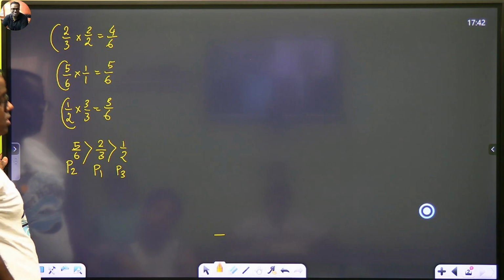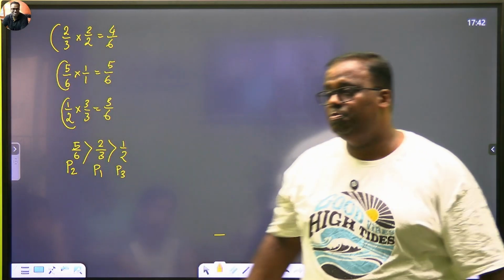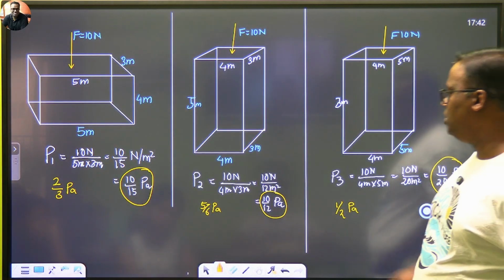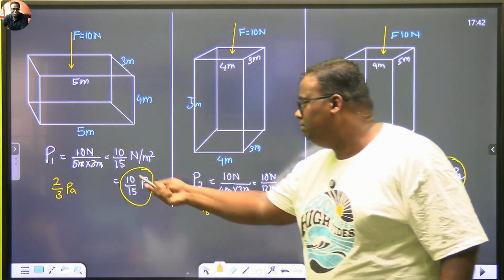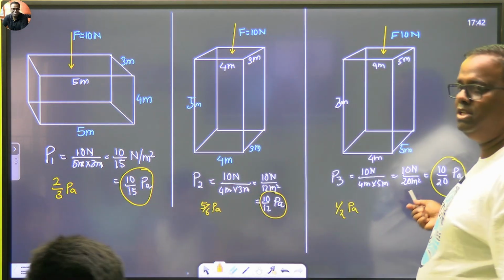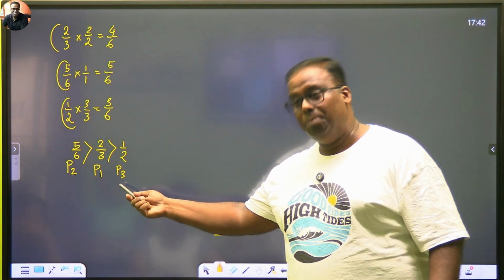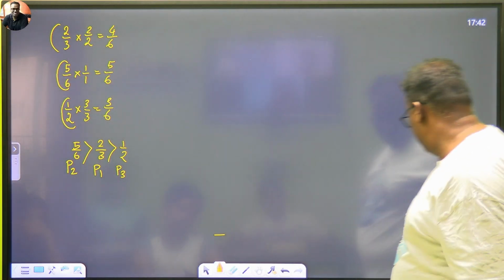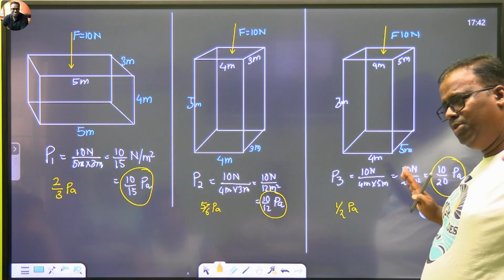That means P2 pressure has come maximum, right? That means P2's area should have been the minimum. Look at P2's area, 12 meters square, minimum area. 15 meters square, 20 meters square. Which pressure came the least? P3. That means P3's area should be maximum. Let's go back and see P3. P3's area is maximum. Clear funda.